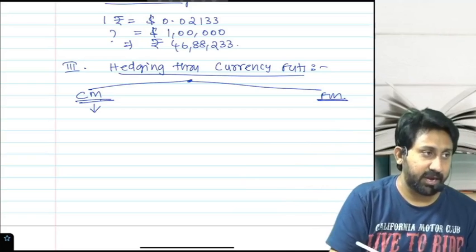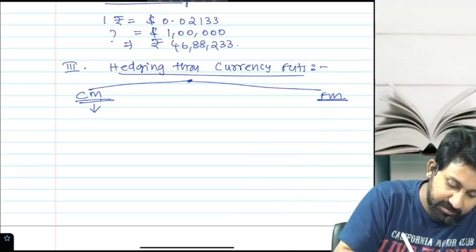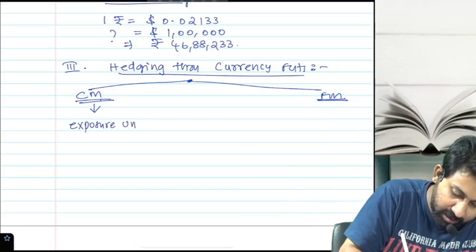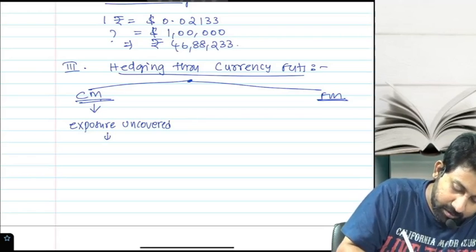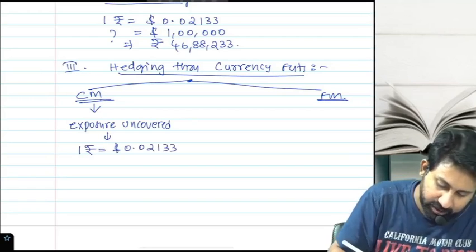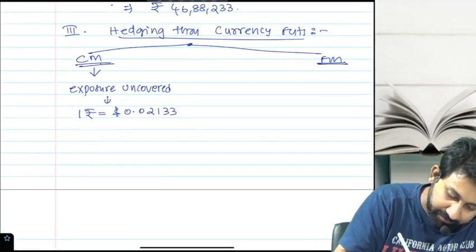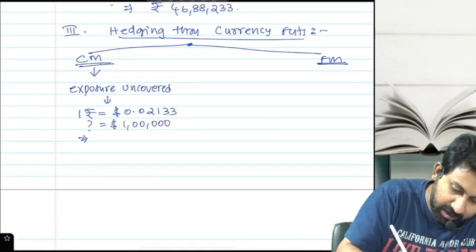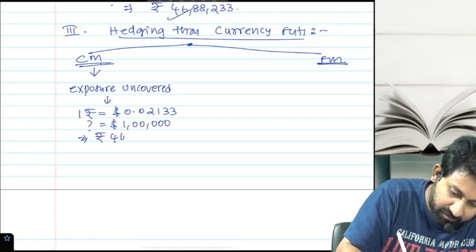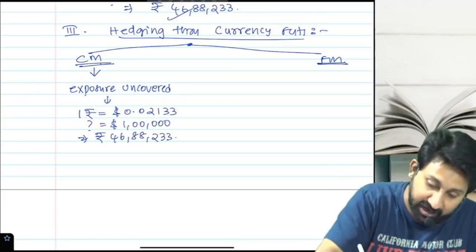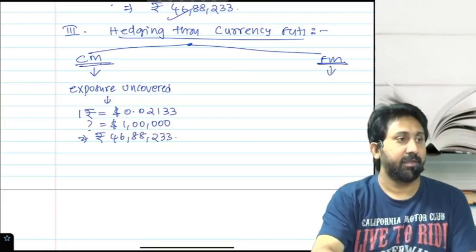So in the currency market, what could have happened? If I keep my exposure uncovered, what will happen? Same thing. 1 rupee equals 0.02133 dollars. So I will receive how much? Same previous answer: 1 lakh dollars means you will receive rupees 46 lakh 88,233.